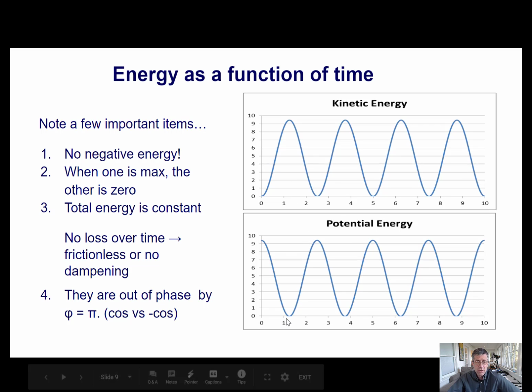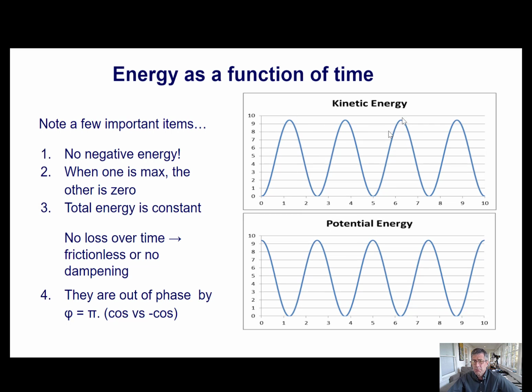Notice that when one's a maximum, the other one's zero, right? So when I have maximum kinetic energy, I have zero potential energy, right? So my block is fully in motion and none of the energy is stored in the spring. Importantly, notice again that the peak remains the same. So the same height is maintained, so I'm not losing energy, right?